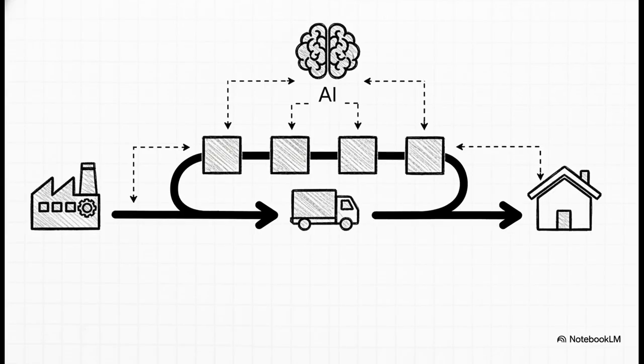And in the super complex world of supply chains, you can combine technologies. Using blockchain for security and AI for analysis lets companies track products with total transparency and incredible efficiency, from their origin right to your doorstep.